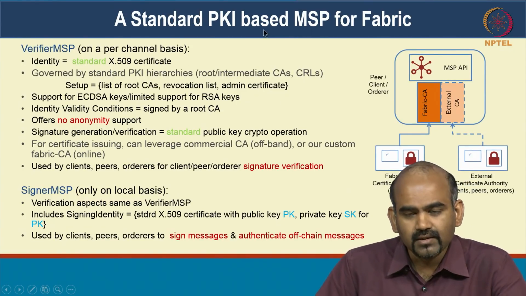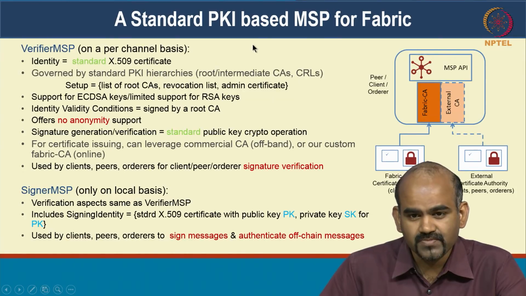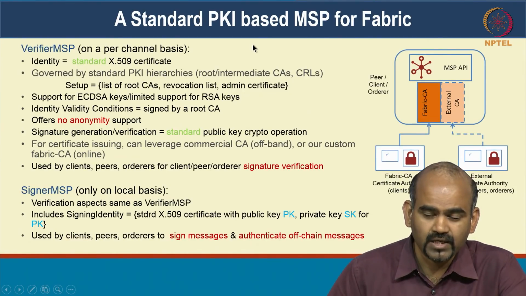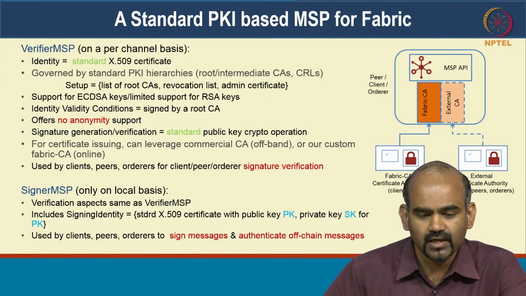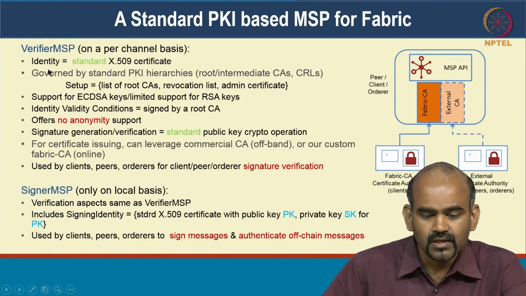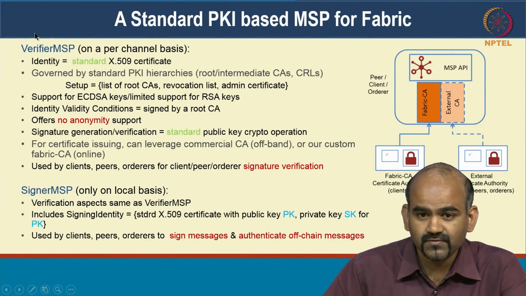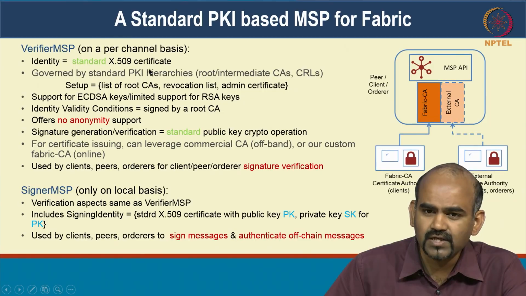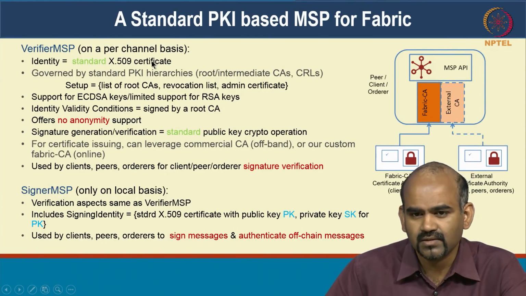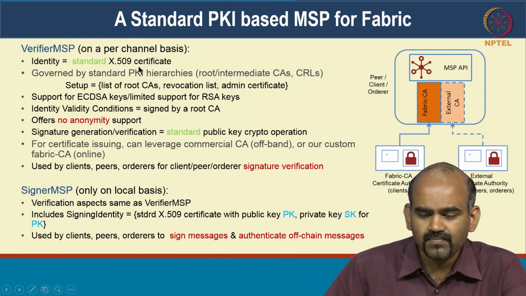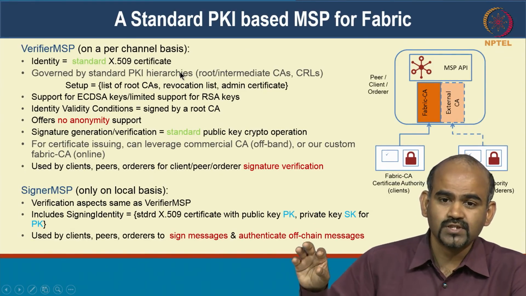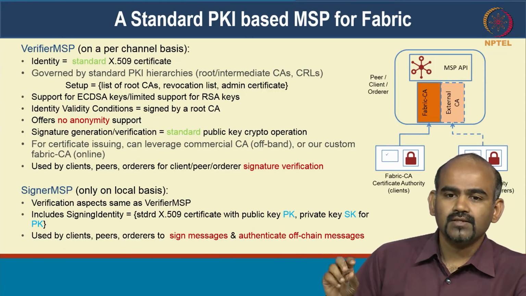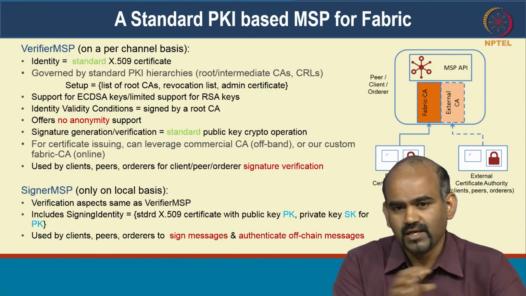Fabric implements a standard PKI based MSP. This is implemented by default by Fabric, but you can have other implementations as well. It uses a standard X509 certificate as a notion of identity, and this is governed by standard PKI hierarchies. These kinds of certificates are used routinely in internet applications. What they are governed by is the fact that there is a root CA who is trusted, and that CA will sign and say, okay, this certificate actually belongs to Praveen.